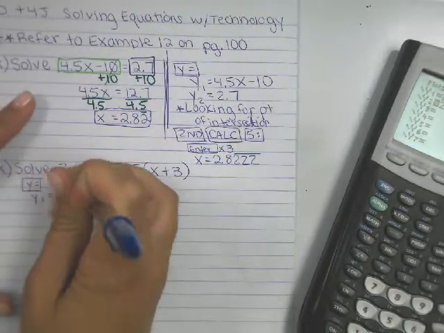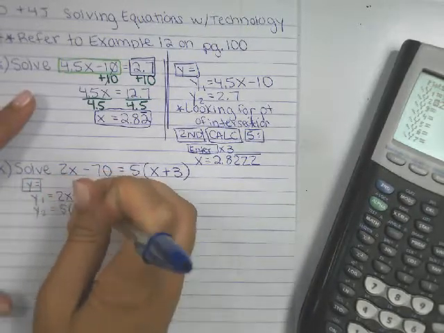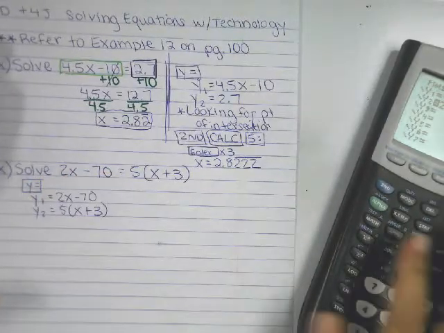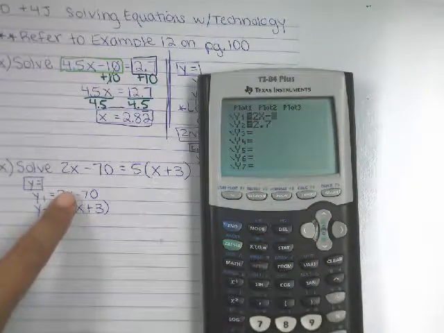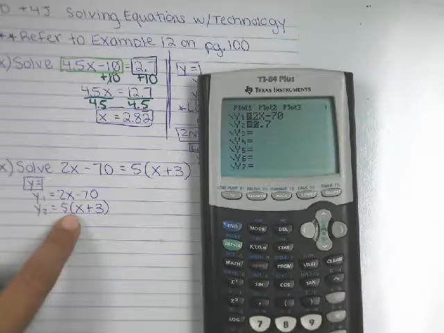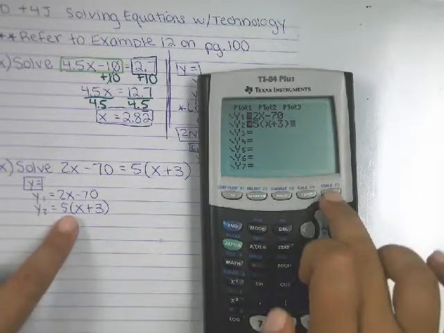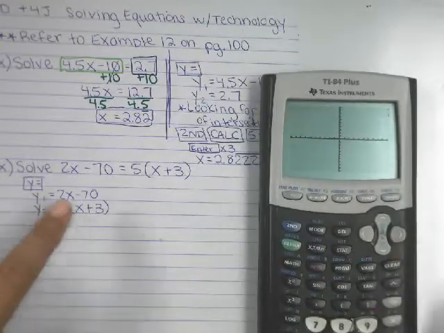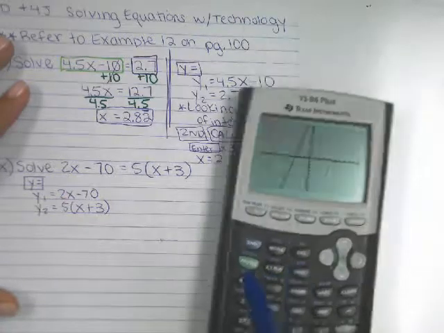y1 is going to be 2x minus 70. y2 is going to be the other side, 5 times x plus 3. So here we go. 2x minus 70 is my y1. 5 parentheses x plus 3 is my y2. Graph it. We're looking for the point of intersection.